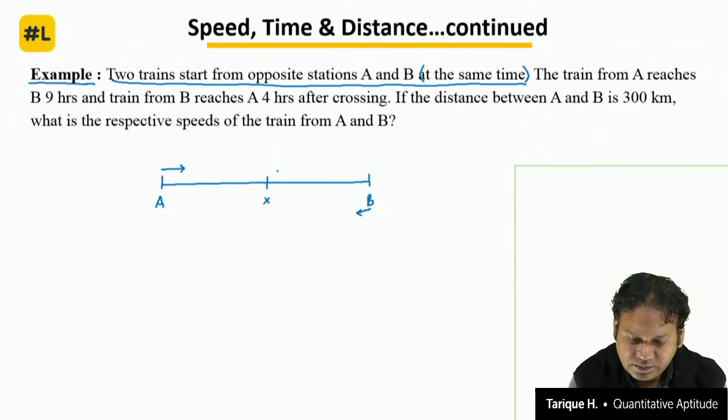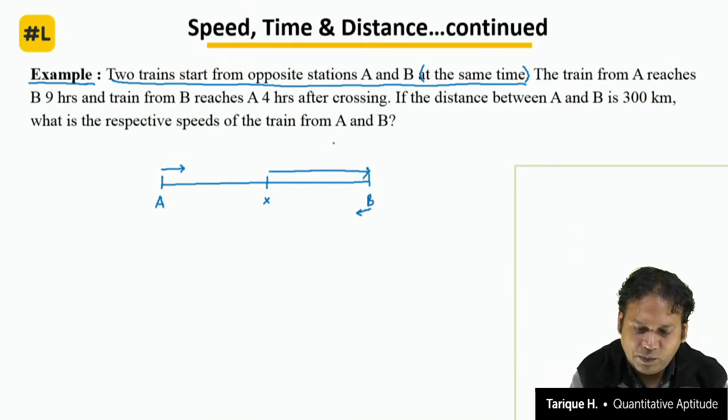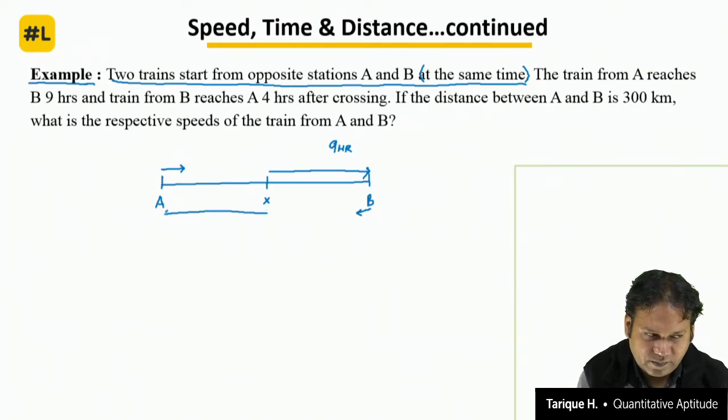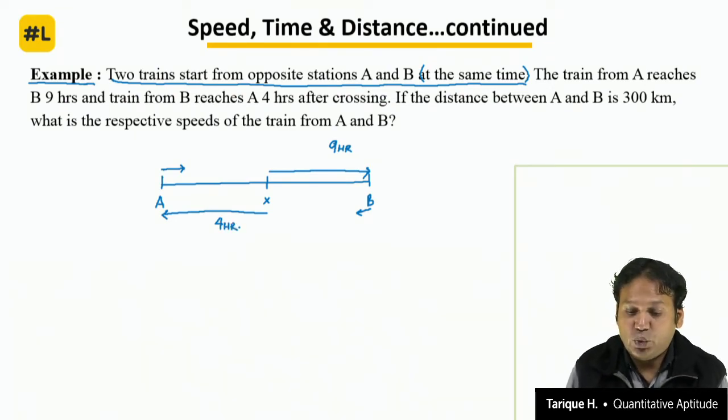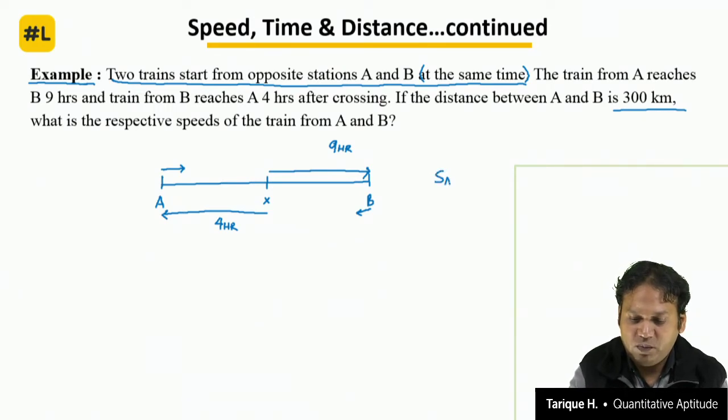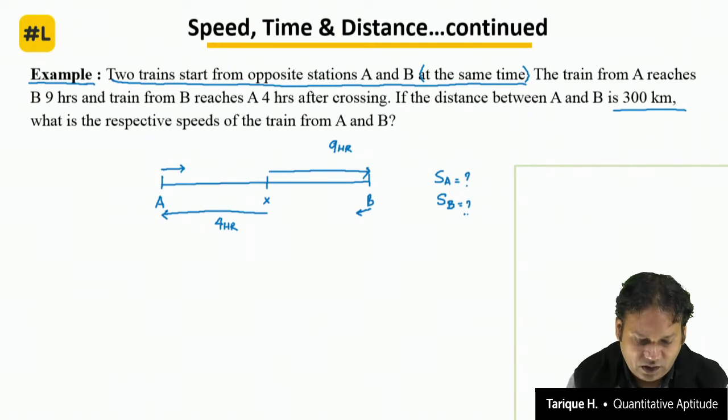So, after crossing, train from A covers this distance in how much time? 9 hours, and train from B covers this distance in 4 hours. And the total distance between A and B is 300 kilometers. What is the speed of the train from A and what is the speed of the train from B? How do we calculate and get the answer? We will see systematically everything here, how it is being done.